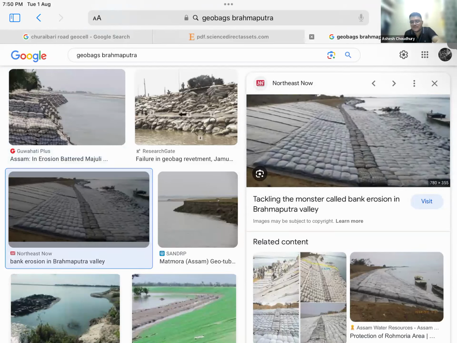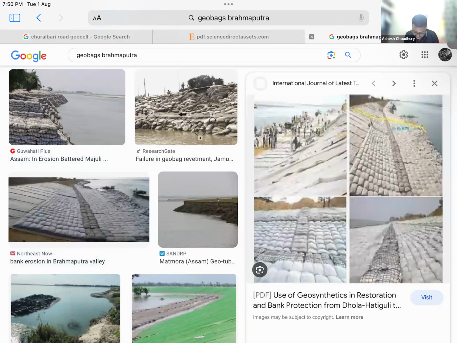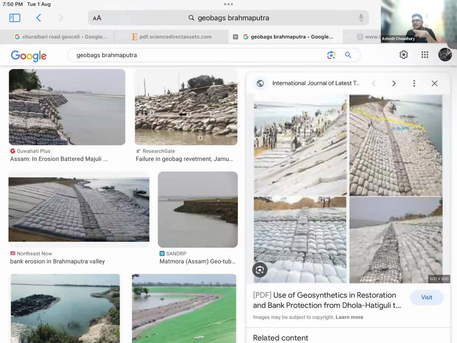Those geobags are placed over a geotextile layer. Okay, so this base layer is nothing but a geotextile layer which acts as a filter material. It does not allow the soil to pass, but it allows the water to pass. So you have a geotextile layer at the bottom, and above that these geobags are placed. So this arrangement prevents the erosion of the river banks.